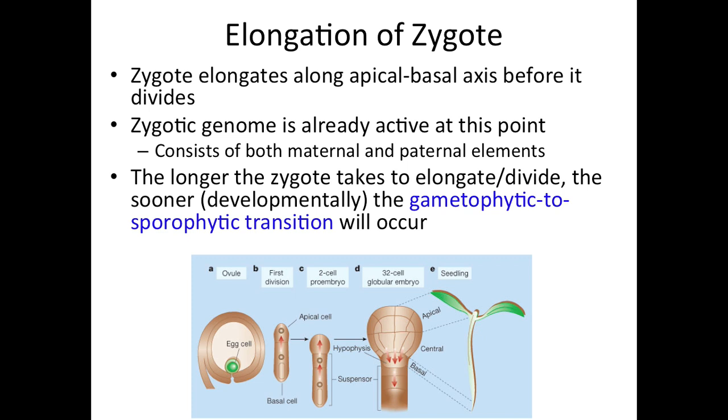So the first thing that happens during embryogenesis is the fertilized egg or the zygote elongates along its apical basal axis. So it gets longer, it makes a long cell. And then once it gets ready to divide, it divides via an asymmetric cell division. So you get a small apical cell and a larger basal cell.